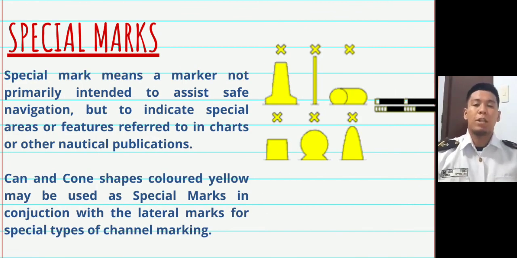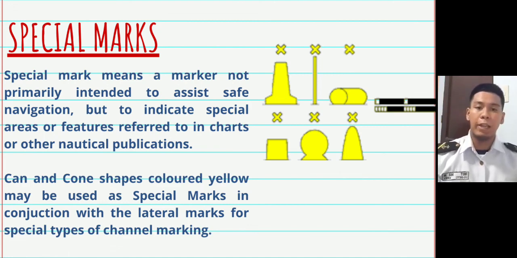Special marks. A special mark means a marker not intended to assist safe navigation, but to indicate special areas or features referred to in charts or other nautical publications. In simple terms, a special mark is just a marking of objects that are indicated in charts or other nautical publications used on board. A special mark can be a yellow-colored can and cone shapes, which can be used as special marks in conjunction with the lateral marks for special types of channel marking.